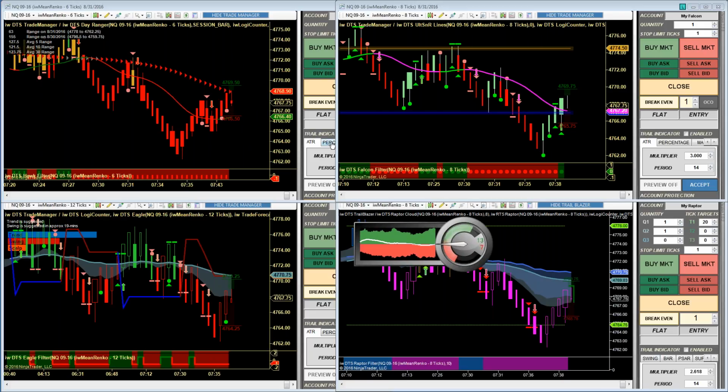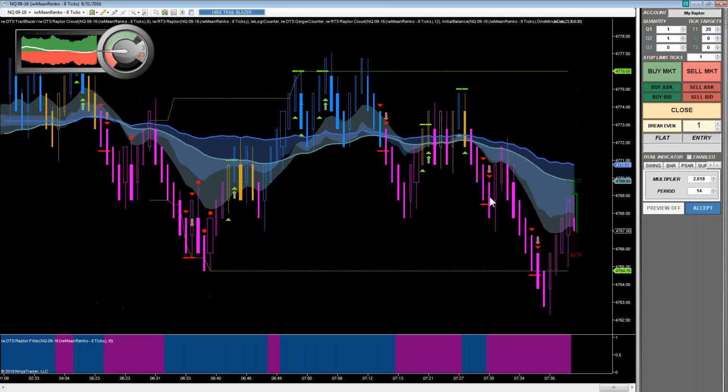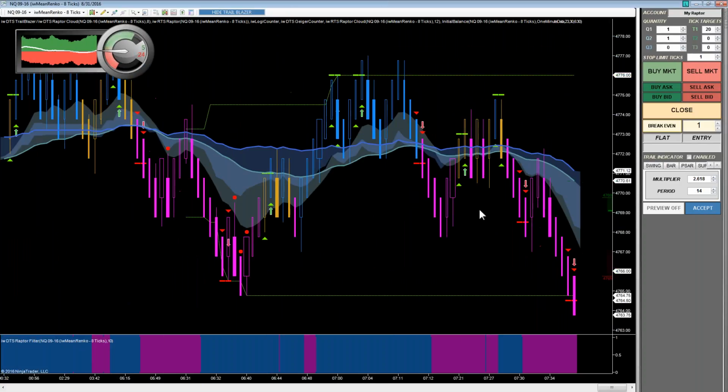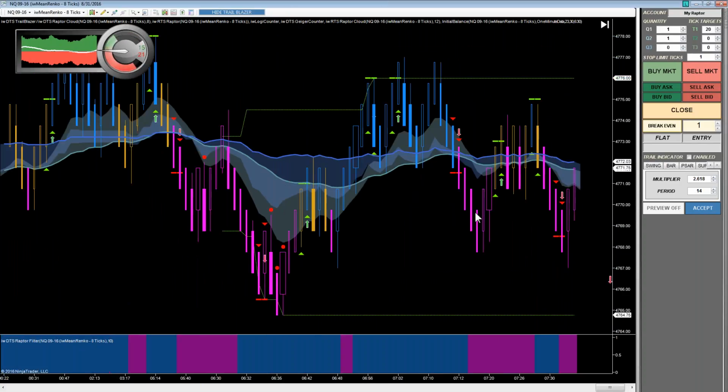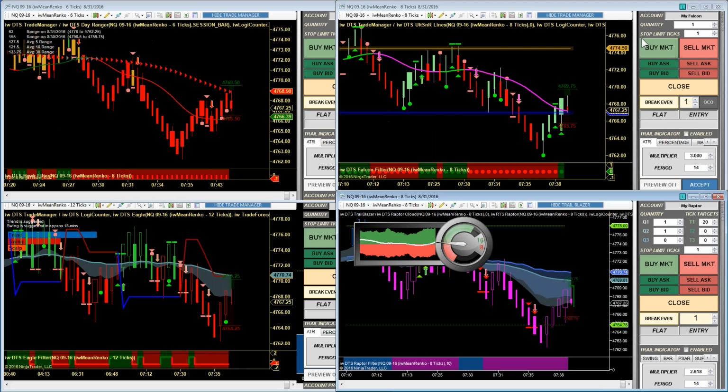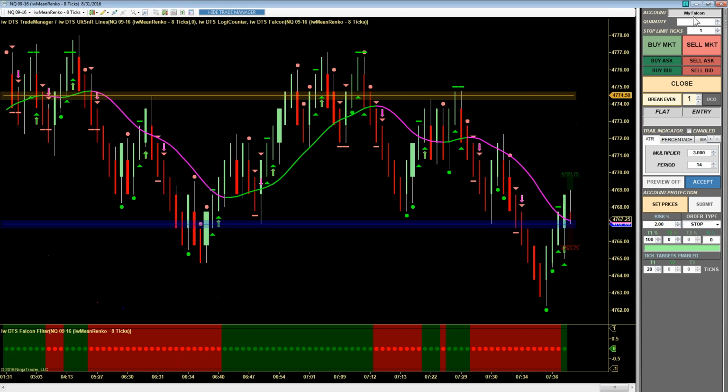Let's see, did we miss anything in the NQ while we were watching that? No, not really. Actually, we got a cloud crossover signal here on the Raptor. Tough to take when it was developing because the band is still so twisted. It's this signal right here. Let's see, did we get something here in the Falcon? Yes, we got another trend change signal right here.